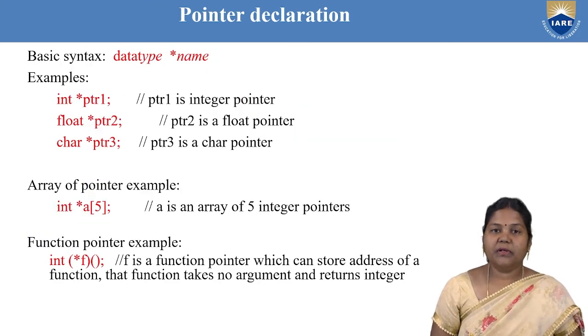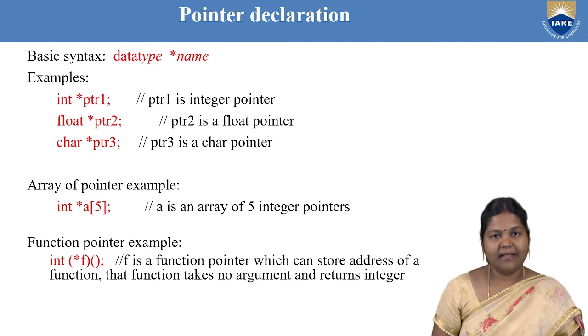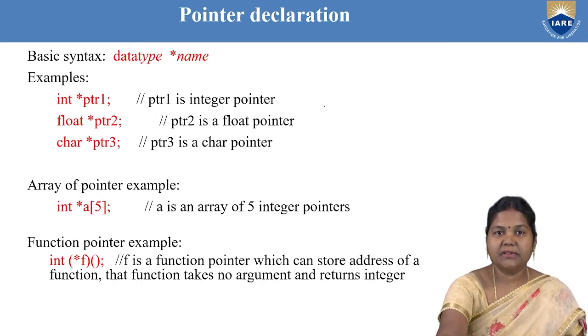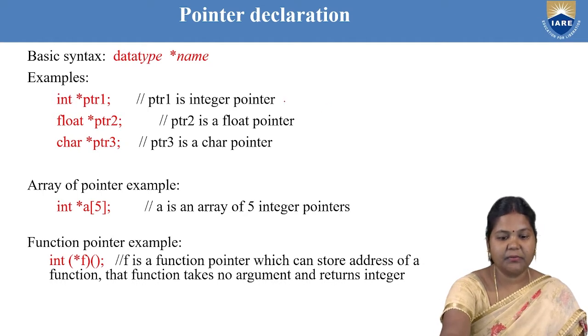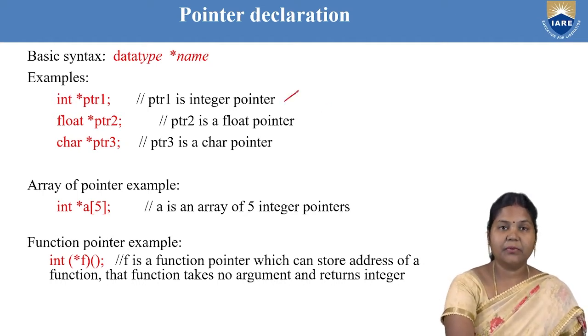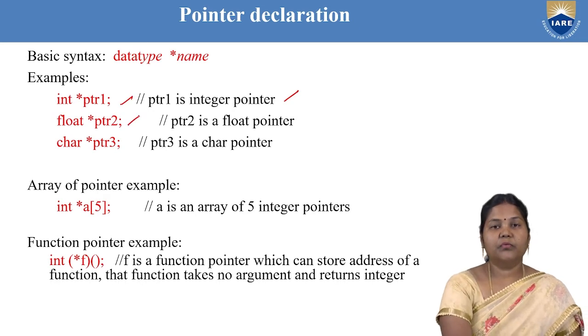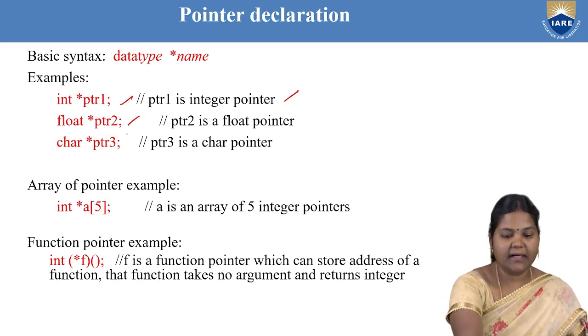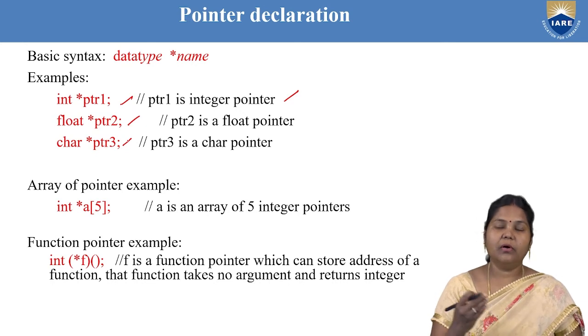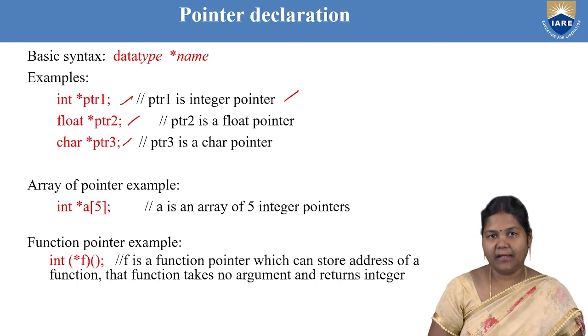Now let us see the different ways we can declare pointers, and these pointers can be used not only for the basic data types, you can go also for derived data types, for functions, for arrays and strings and so on. Here the first three examples are for basic data types. We have declared an integer pointer, int star ptr1. The second one, float star ptr2, is a float pointer, and the third one is a character pointer. For all the basic data types, you can declare a pointer variable and store their addresses.